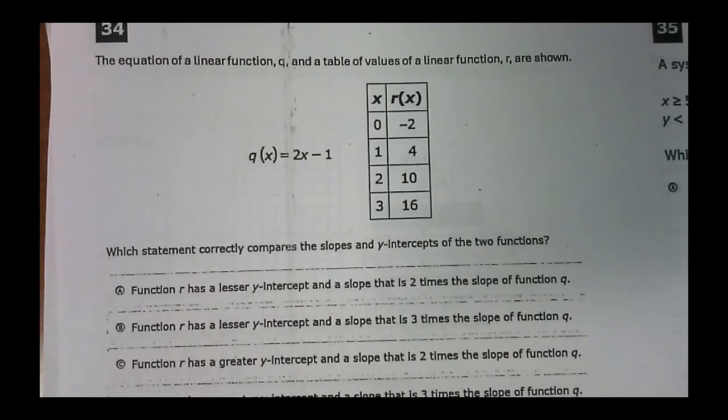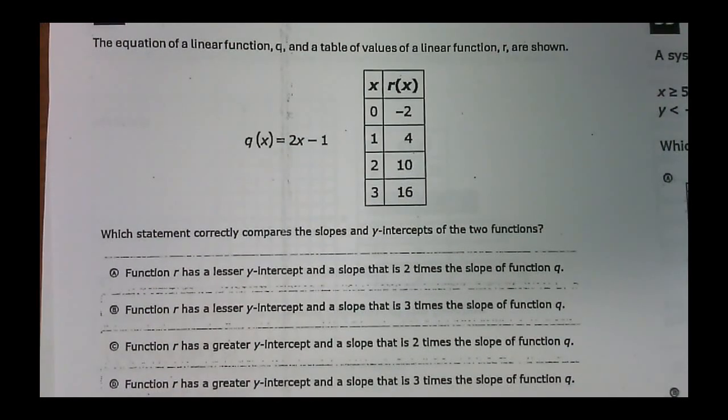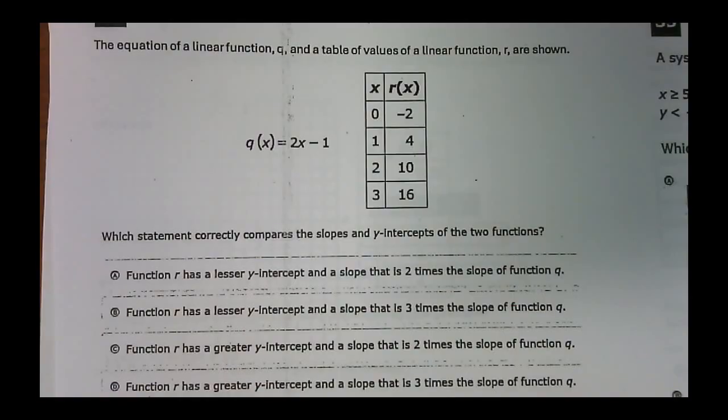Number 34. If you want to pause the video and read it to yourself, you can do that.